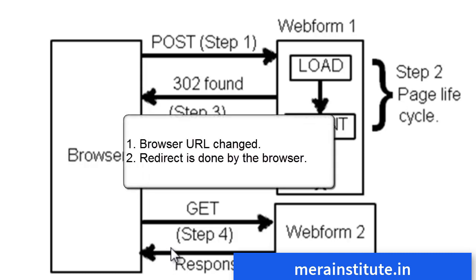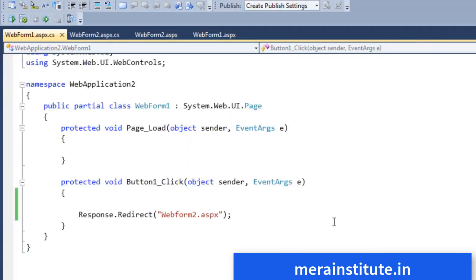First thing, it actually changed the browser URL to the target page. Second thing, the redirect is done by the browser. Remember, in server.transfer, the redirect was done by the server. So after all these demos, whatever you have seen here, the first conclusion you will draw from this is that server.transfer looks to be very efficient. In one single request it is doing a redirection, so I will use server.transfer.